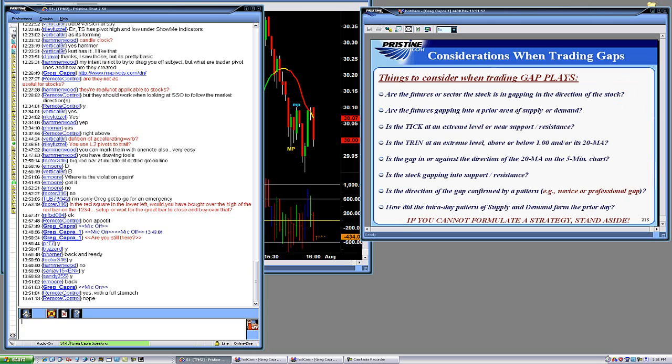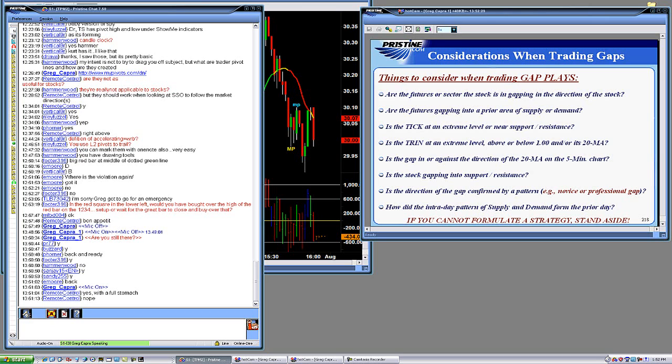From that point, we have to put together a plan. And how are we going to trade these gaps? Well, one of the things we're going to do is look at the broader markets in the morning when they're gapping. Look at sectors that might be gapping as well. And then compare that gap, as we did in the relative strength section, with stocks that start gapping with the market or that sector, or in the opposite direction.